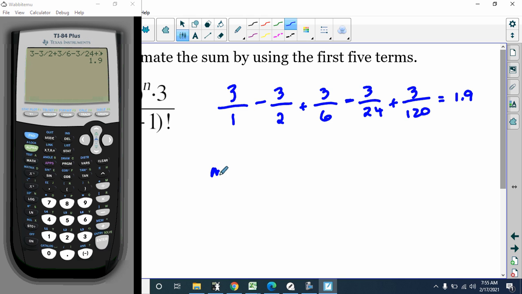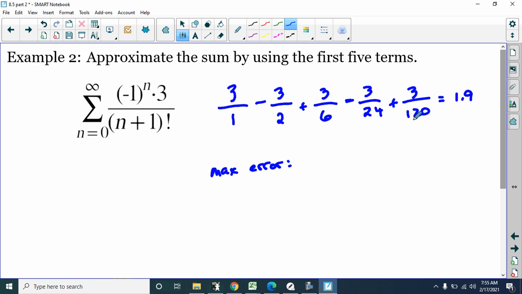The max error is going to be the next term. So we plugged in 5 or 4 to get this. So plugging in 5 gives me technically negative 3. Really for max error, we're talking about the absolute value of it because it could be in either direction. 3 over 6 factorial.